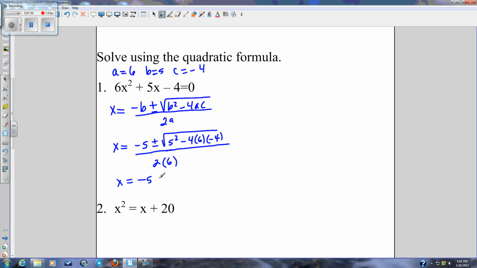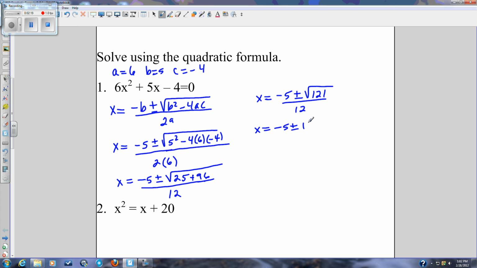So let's simplify this. Negative 5 plus or minus, well, 5 squared is 25. Minus, well, let's see. First of all, negative 4 times 6 is negative 24. Negative 24 times negative 4 is positive 96. So we have 25 plus 96 all over 2 times 6, which is 12. Well, let's come up here now. So we have negative 5 plus or minus square root of, well, 25 plus 96 is 121 all over 12. We do know what the square root of 121 is. That is 11. Nice whole number for us.